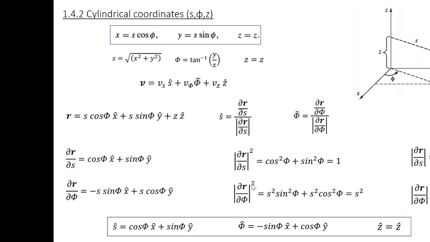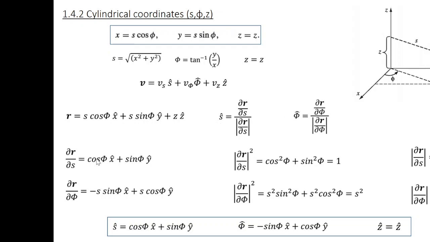Calculate the square of the modulus. For that you take dot product of this with itself. So take the product of similar terms. First term will give you s square sin square phi plus s square cos square phi. S square is common, take it outside, so you have s square into sin square phi plus cos square phi. The terms inside the bracket equal to 1, so this is s square, or modulus of dou r by dou phi equal to s.